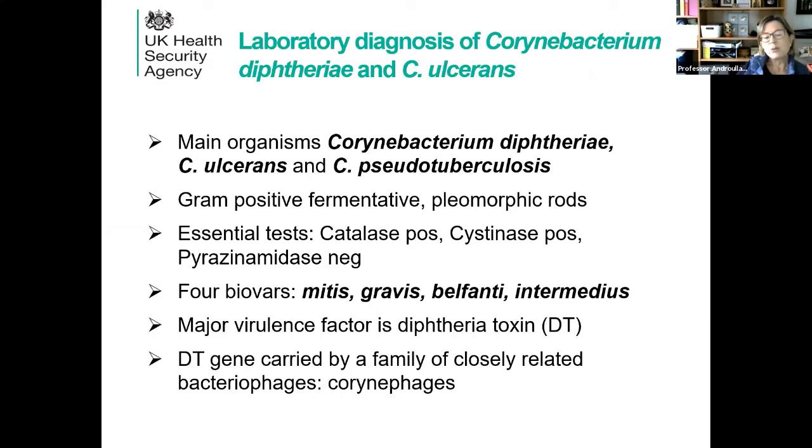There are primarily what we call 4 biovars within the species C. diphtheriae. These are mitis, gravis, belfanti, and intermedius. The major virulence factor is, of course, the diphtheria toxin, and the gene encoding the toxin is carried by a family of very closely related bacteriophages called corynephages.